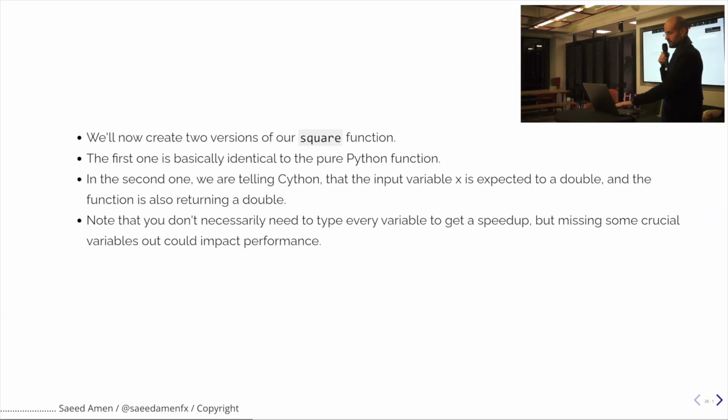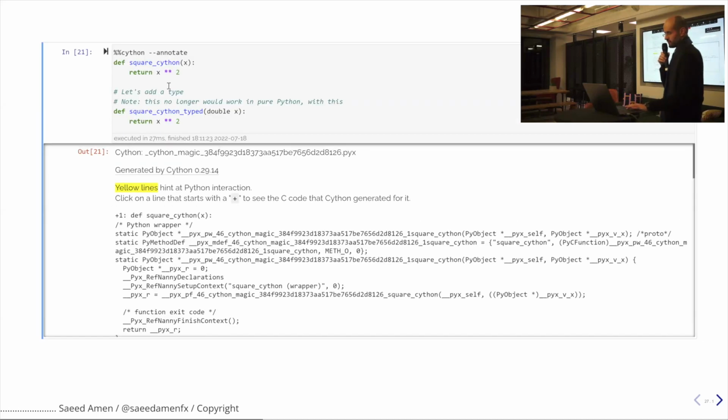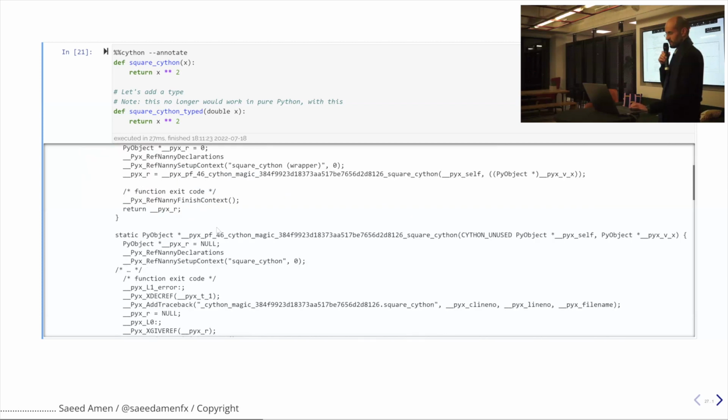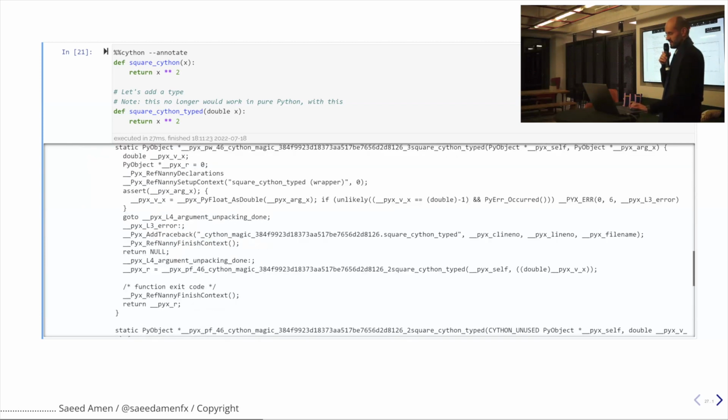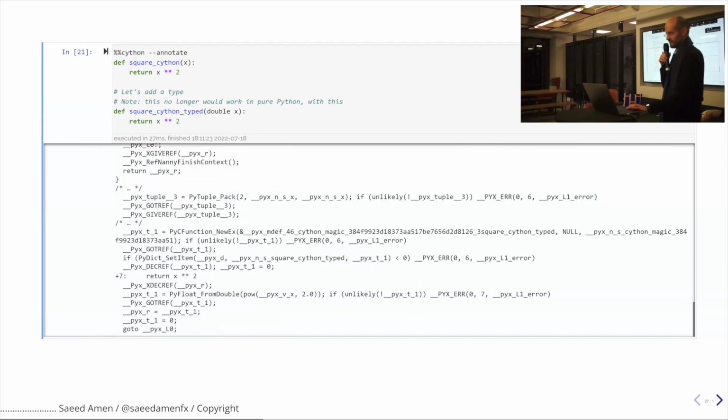We're going to load the extension here for Cython. We're going to create two different versions. This is our original version here, and then here we've added the double type. Obviously, this is not going to work with pure Python anymore, by the way. What it's done is Cython has converted this to C code. If we look at the first version, there's quite a lot of code here, right? It looks a bit of a mess.